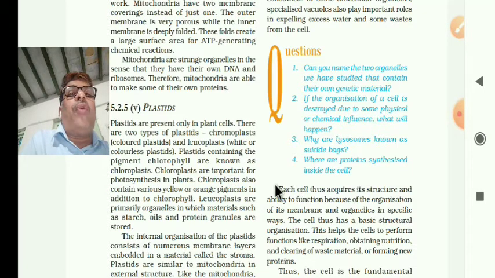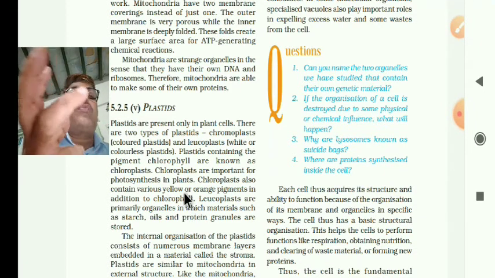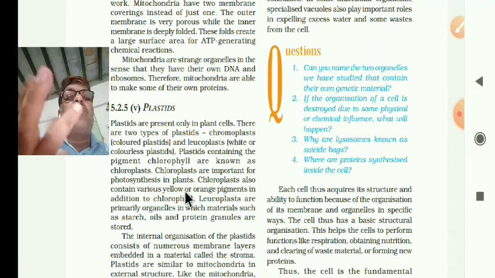Chloroplasts are so important for the plants to prepare food, which we call photosynthesis. Chloroplasts also contain various yellow or orange pigments in addition to the chlorophyll. So they contain yellow or orange color also. These give the fruit colors, and due to this the colors of fruits change.